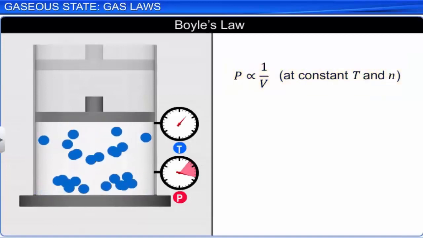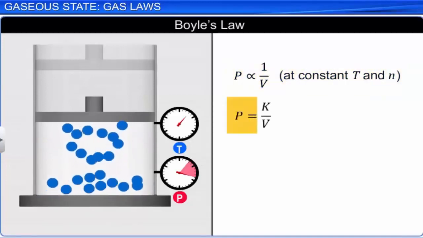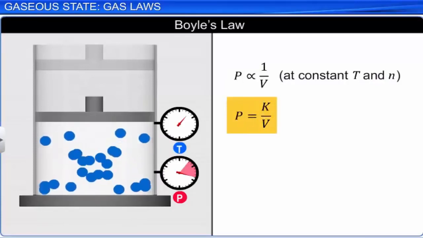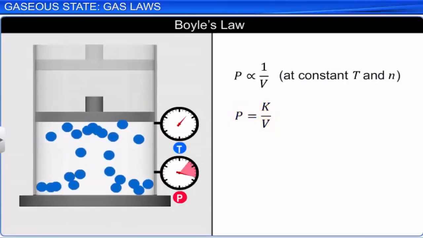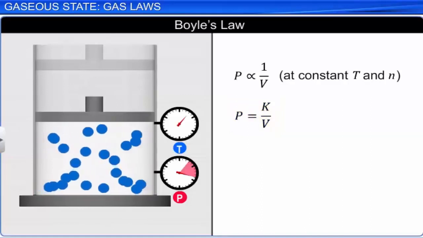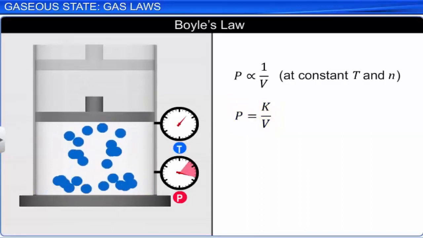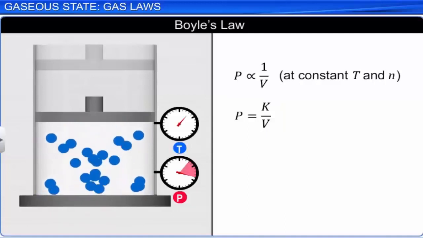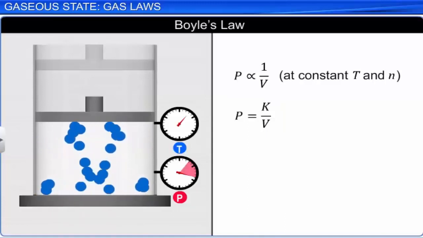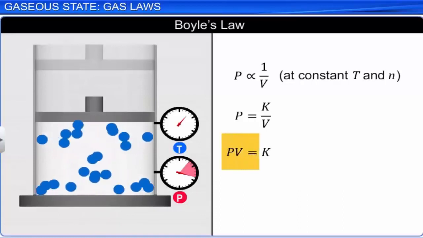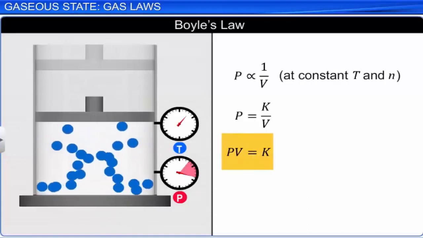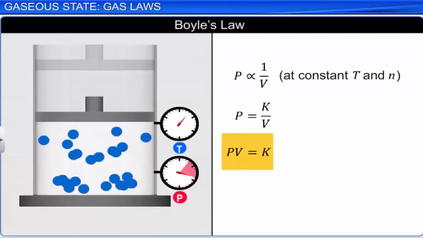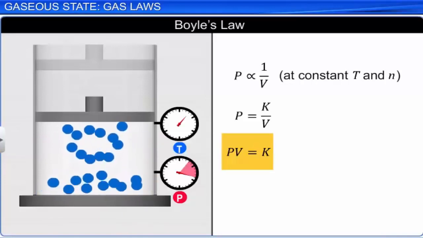Or P is equal to K by V, where K is a proportionality constant whose value depends on the temperature and number of moles of the gas. On rearranging the equation, we get PV is equal to K. Or, in other words, at constant temperature, the product of pressure and volume of a fixed amount of gas is constant.